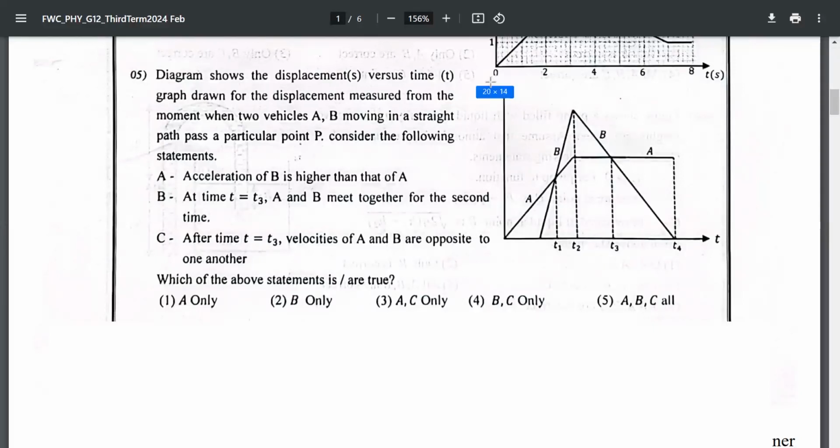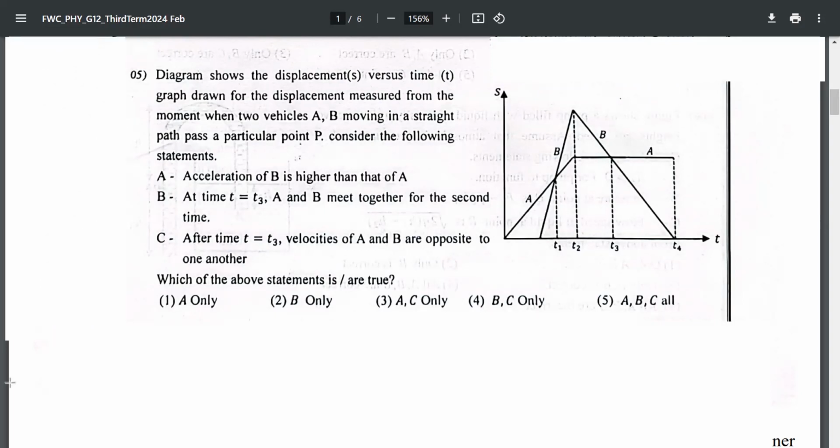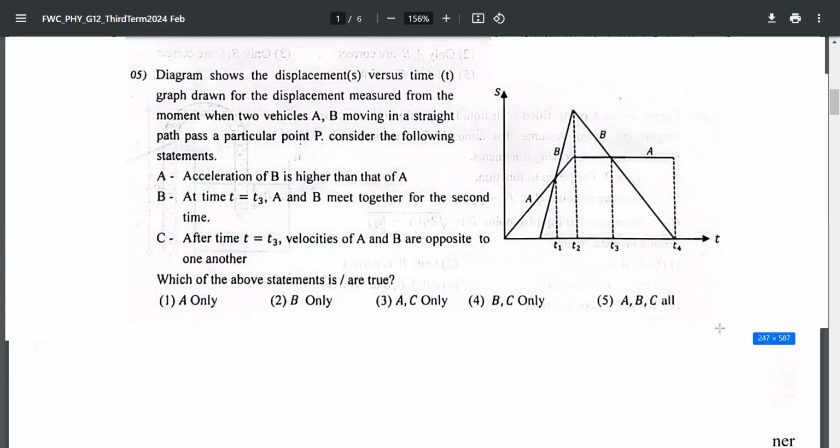Question number 5. The diagram shows the displacement versus time graph drawn for the displacement measured from the moment when two vehicles A and B, moving in a straight path, pass a particular point P. Consider the following statements. Acceleration of B is higher than that of A. What do you think of that? It's a displacement time graph. What is the meaning of this part of the graph?